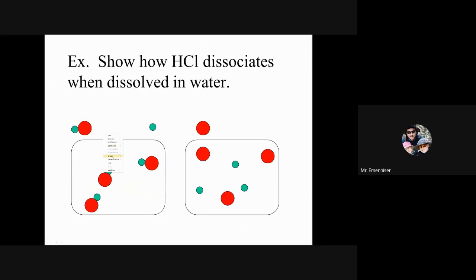Notice we started with molecules, right? We started with HCl. And look what we have. Here is the minus chlorine. Here's the minus chlorine. Here's the minus chlorine. Here's the positive. Notice how they're all separated. That's what we mean by complete dissociation or complete ionization. That's a strong electrolyte or a strong acid. Breaks down completely into ions.